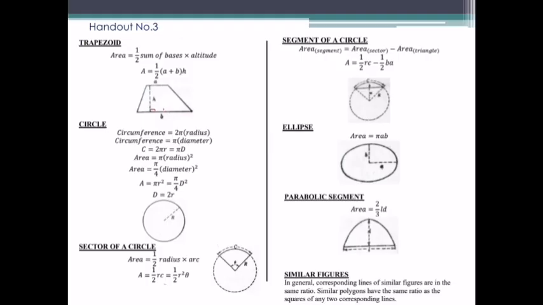Next, we have the circle. So circumference of the circle is 2 pi times the radius, or if you are given the diameter, that is pi d, since the diameter is just twice the radius. Diameter is twice the radius. So when you say circumference, it is the measure around the circle.